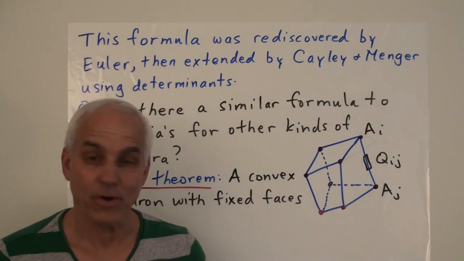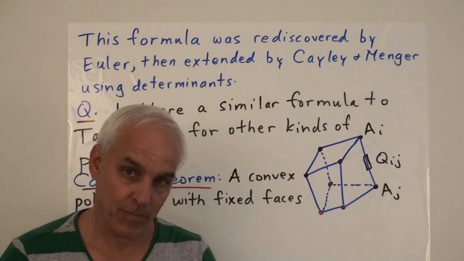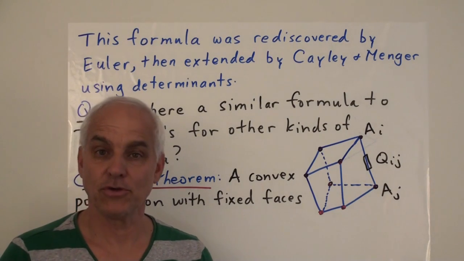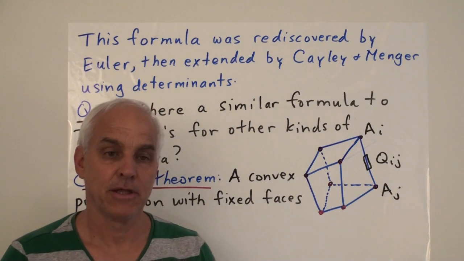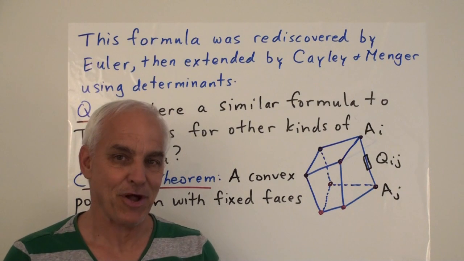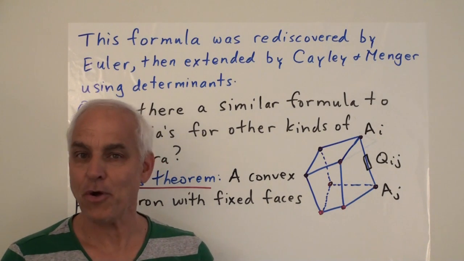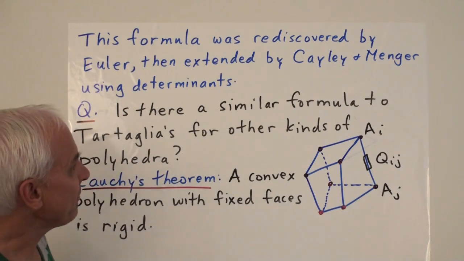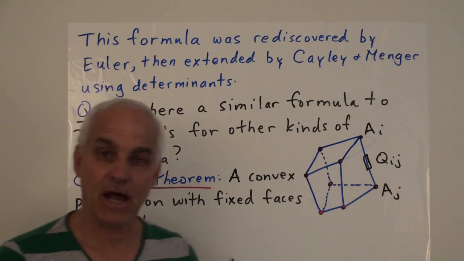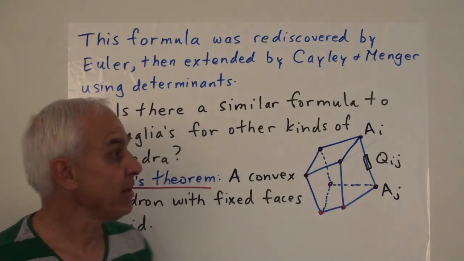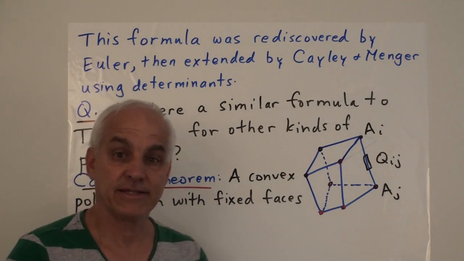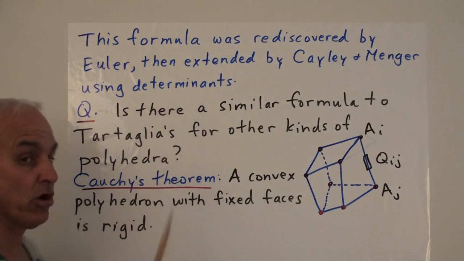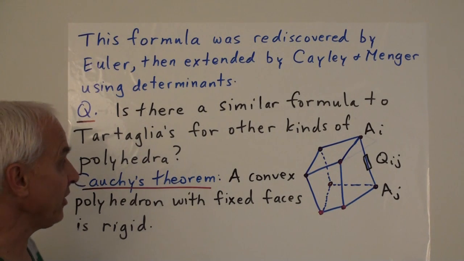Tartaglia's formula was rediscovered by Leonhard Euler several hundred years later, and is often referred to as Euler's result. In fact, in my book, I attributed it also to Euler mistakenly, not knowing that Tartaglia had discovered it earlier. The formula has also been extended in other directions. In the 19th century, Cayley and Menger extended it into higher dimensions using the theory of determinants, also a very interesting development.